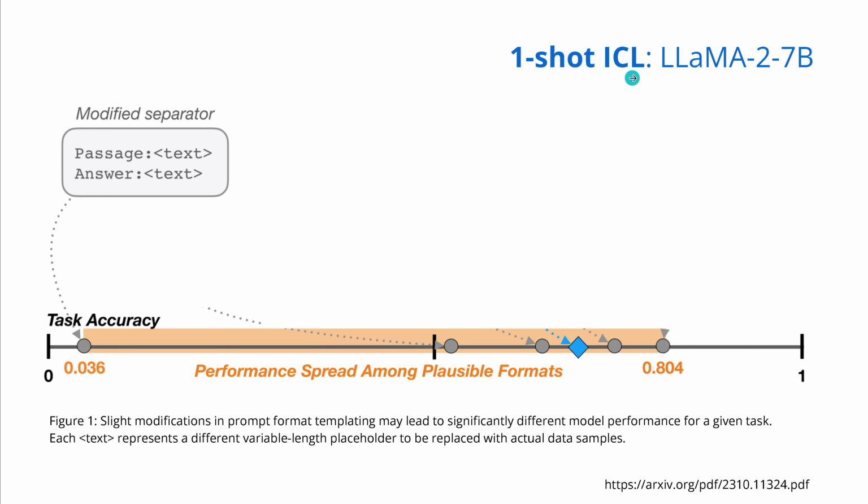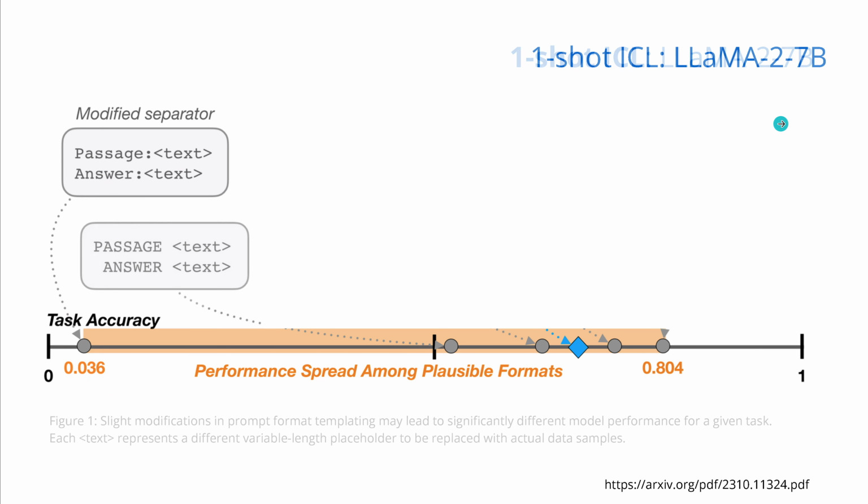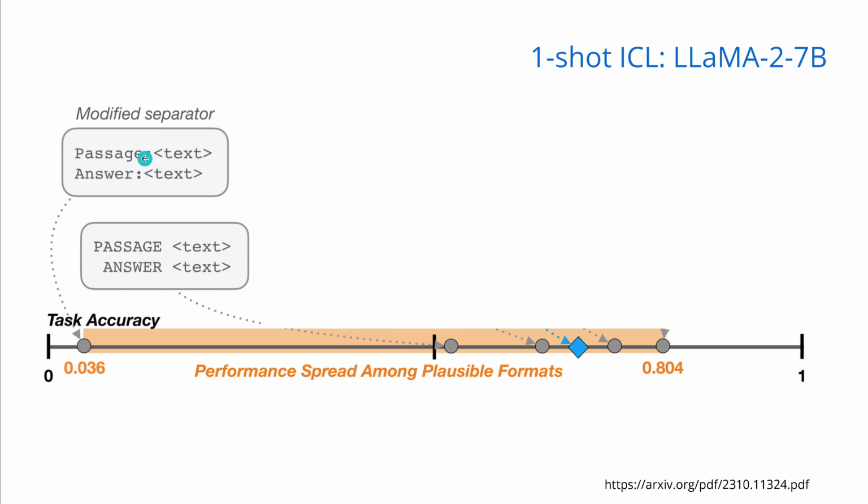Now, interestingly, we have a passage and we have an answer, and we give one example to the LLM. Now, the text is not important. Let me show you this. We have here simple one-shot ICL, and we have a task accuracy of a Llama 2 7B model of 0.03 or 3%. Great. Now, if we modify the separator in this ICL structure in the prompt format, we get a performance above 50%.